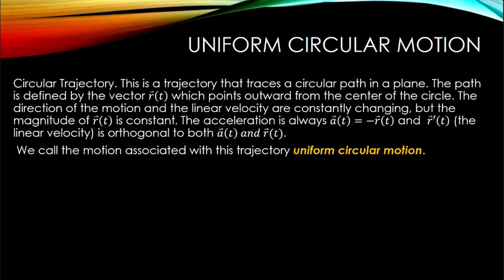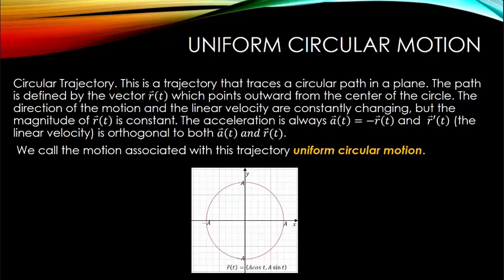We call the motion that's associated with this kind of trajectory uniform circular motion, and it traces out a path that forms a uniform circle of a fixed radius. My position vector for uniform circular motion is a two-dimensional vector with components a times cosine t and a times sine t. For a uniform circle in R2, the amplitudes have to be the same. The position vector is equal to the negative of the acceleration vector.